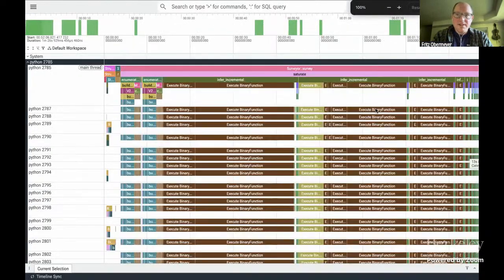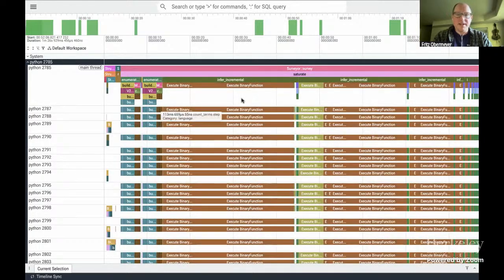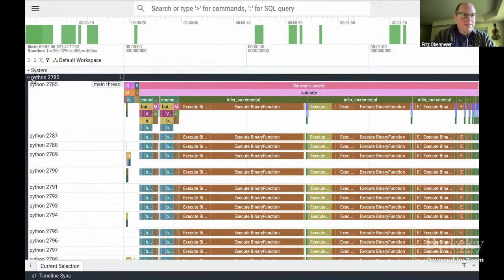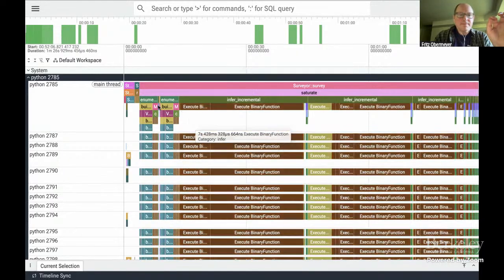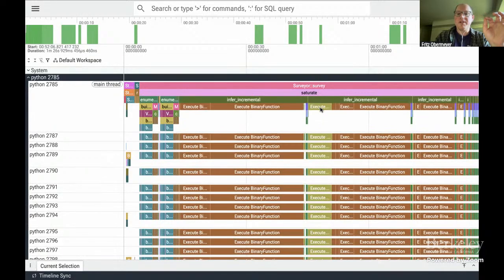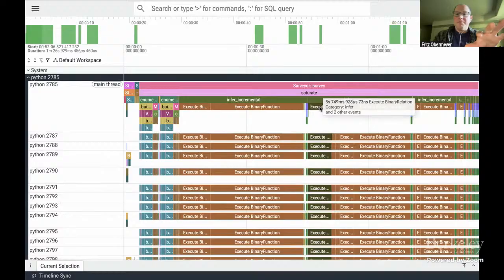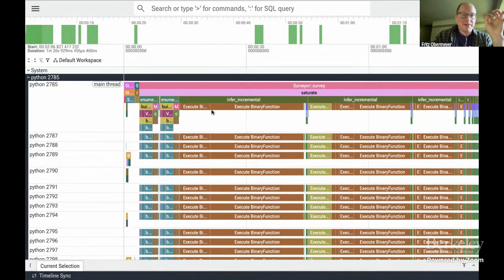So let me see if I can zoom in. Okay, so I zoomed in a little bit here. I could zoom in more if you want. So the first thing to notice here is that this brown work and the yellow work are executing query plans, these tasks, and that's the bulk of the work. And again, the binary relation work is like 10 or 15%. It used to be the bulk of the work, and now it's no longer much.